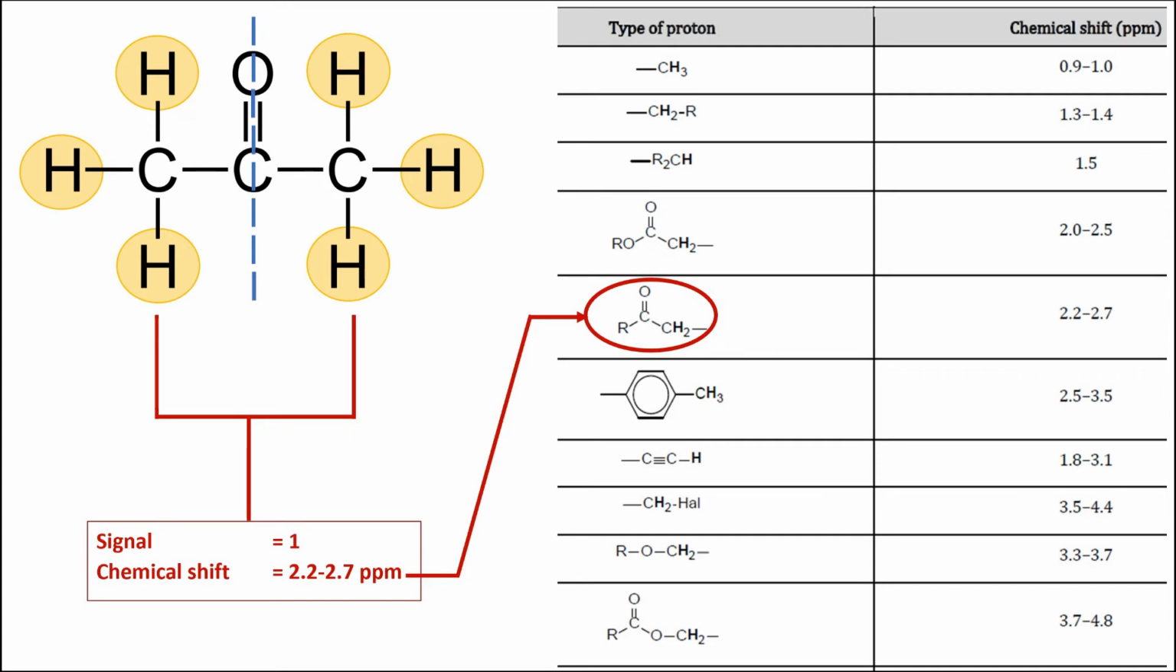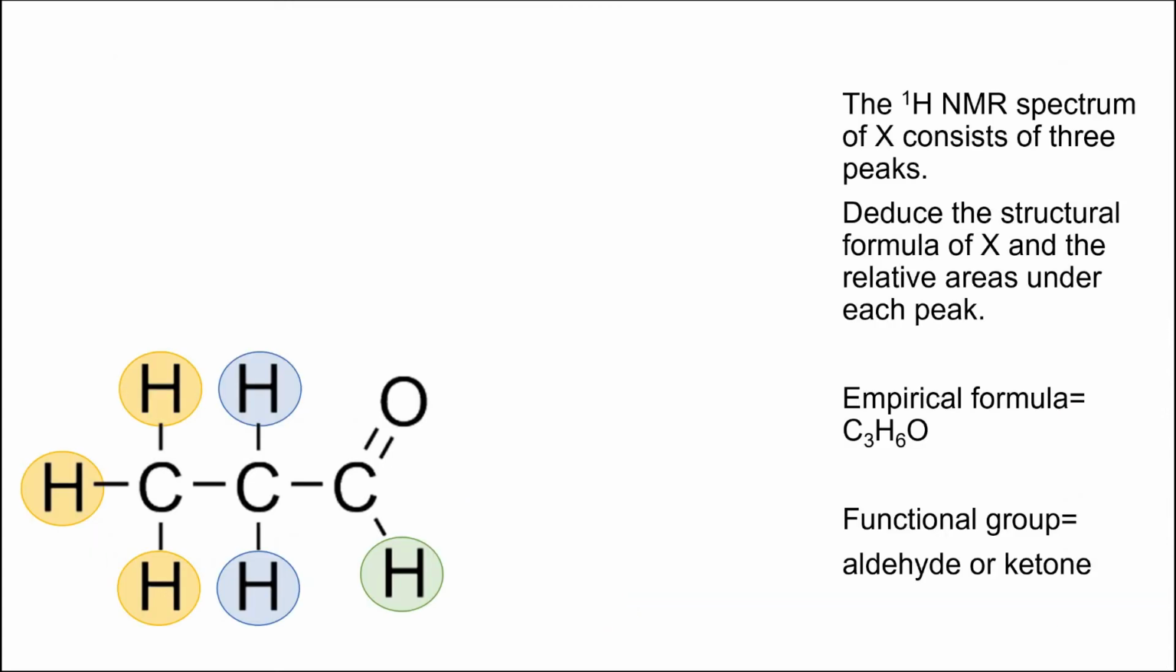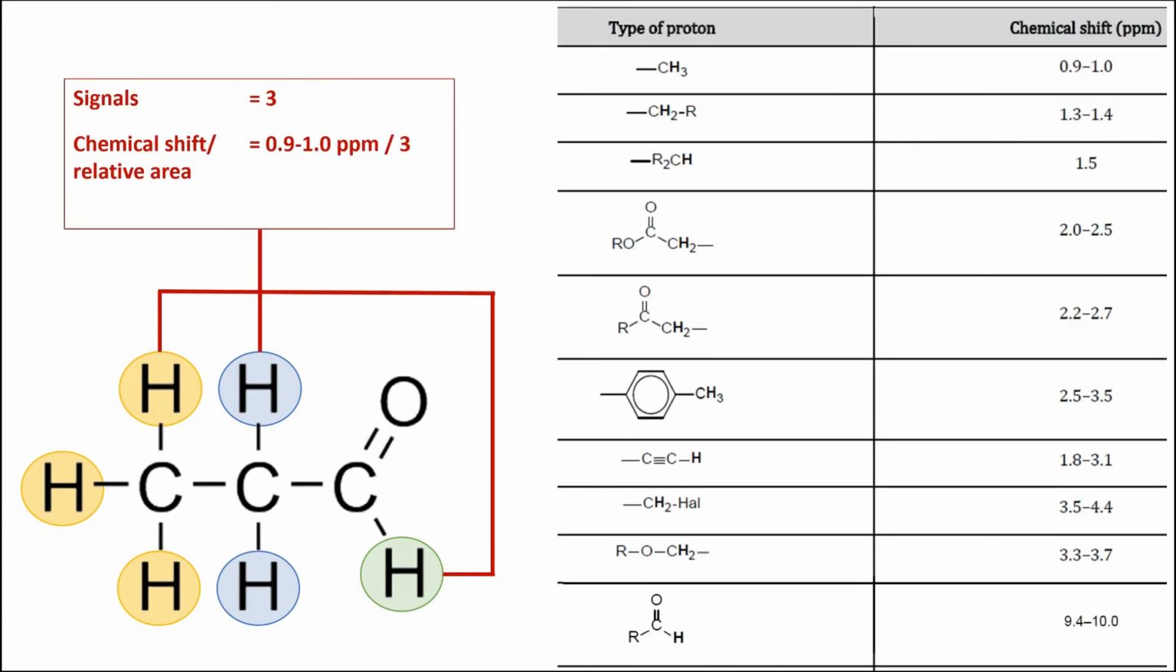The second isomer has 3 different hydrogen environments, resulting in 3 different signals. The yellow hydrogens are quite shielded, as they are far from an electron withdrawing group. Thus, they show up upfield at 0.9 to 1 ppm. The blue hydrogens are next to a carbonyl group. They are more deshielded than the yellow hydrogens, and the signal shows up at 2.2 to 2.7 ppm.